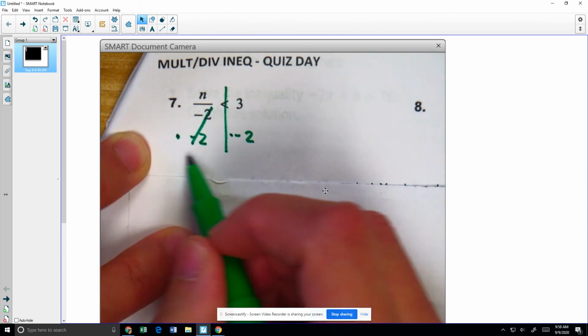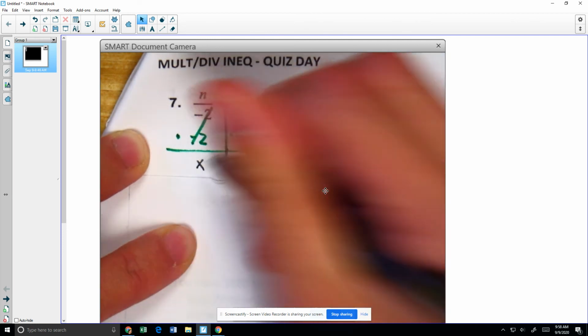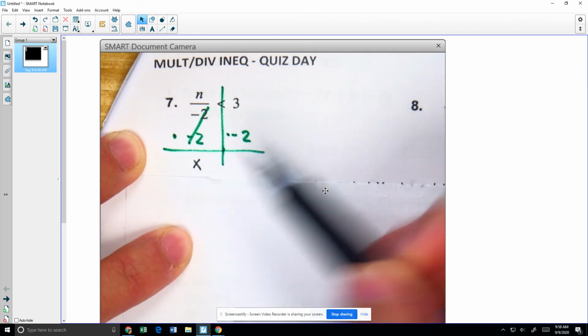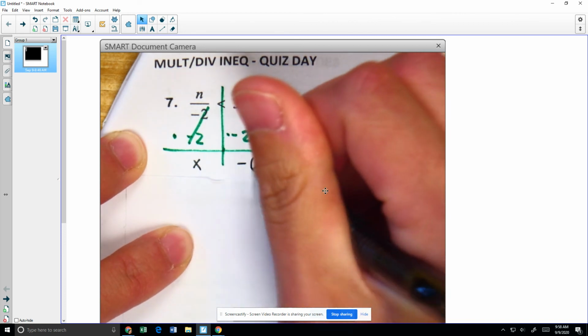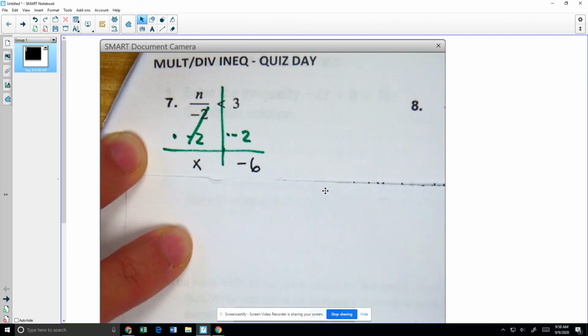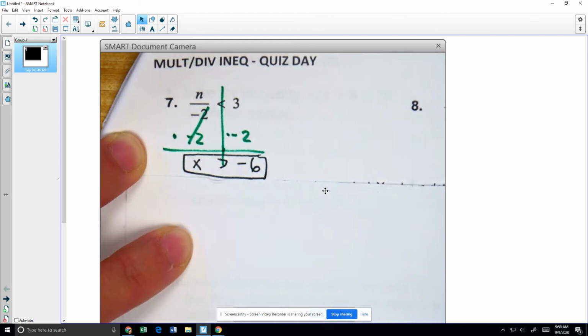Now, when I do this, I'm just going to drop everything down as I see it. So the n, or you can just write x, honestly it doesn't matter what letter, the variable is first. And then I have my symbol. 3 times -2 is -6. Should I keep the symbol the same or should I flip it, guys? Flip it. Does anyone remember why I flip it in this problem?